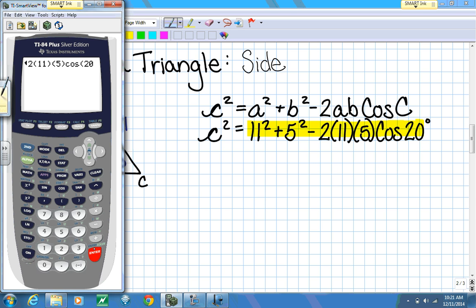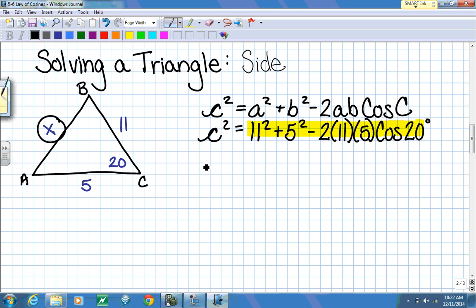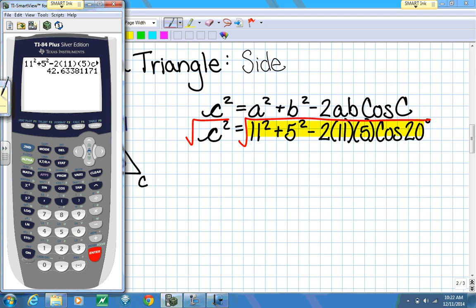So I plug all this into my calculator and I get 42.6338, so on. Now that is equal to c squared. What we have to do now to solve for c is take the square root of both sides. So we're going to take the square root of that answer that I just got.